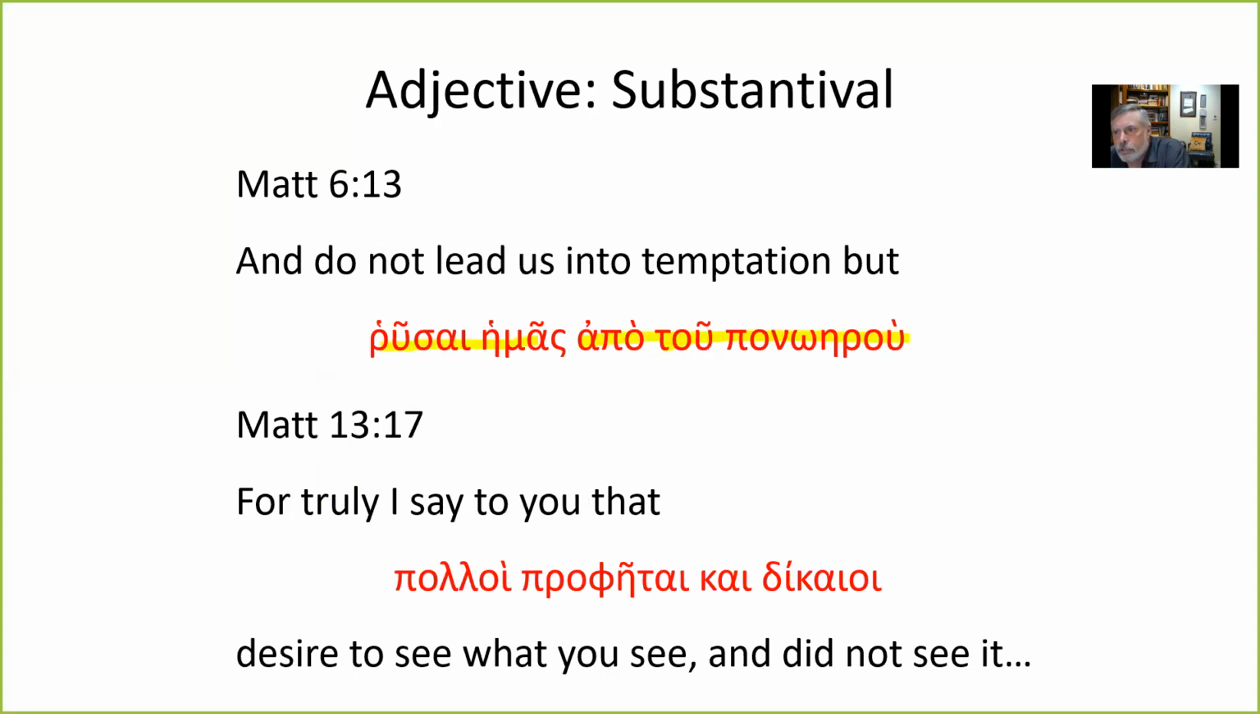It's functioning as the object of the preposition. And so oftentimes in English we have to clarify what evil is being talked about.